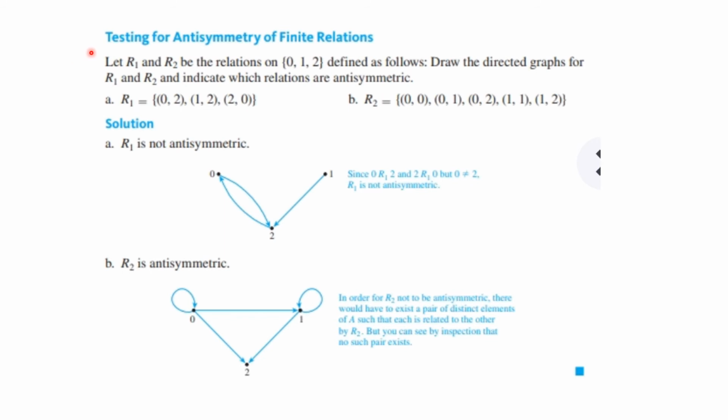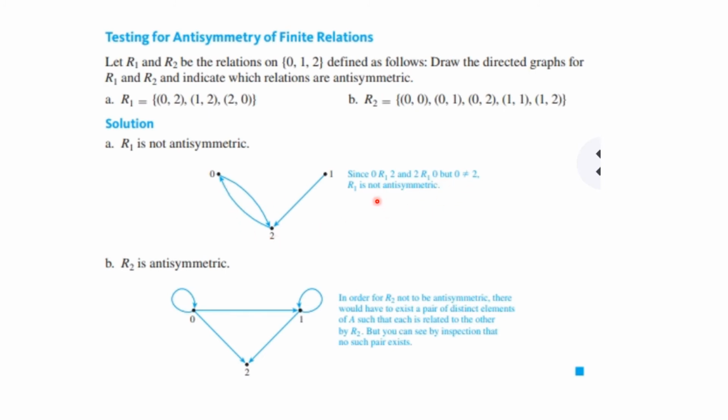I can also ask you to test for antisymmetry of a finite relation. So let R1 and R2 be relations on the set {0, 1, 2}, defined as follows. And so here is R1, here is R2. An easy way to think about these is to draw a digraph of each one. Here's a digraph of R1. Since 0 R1 2, that means that 0 is connected to 2, and 2 is connected to 0.